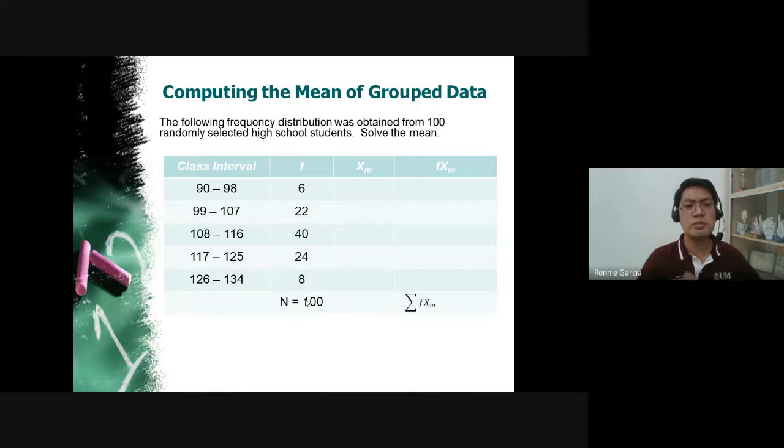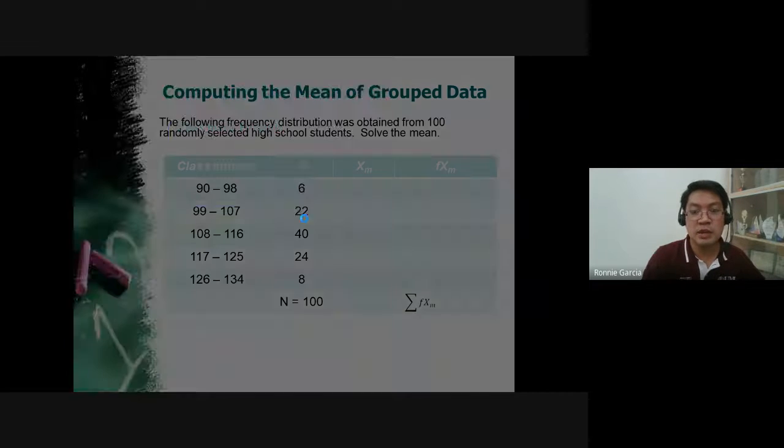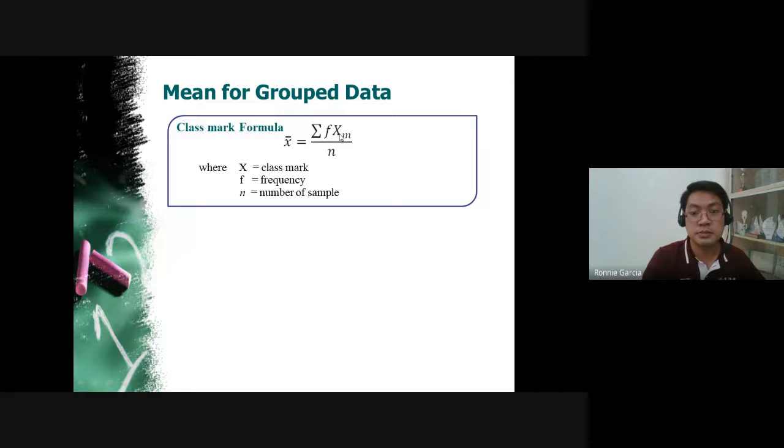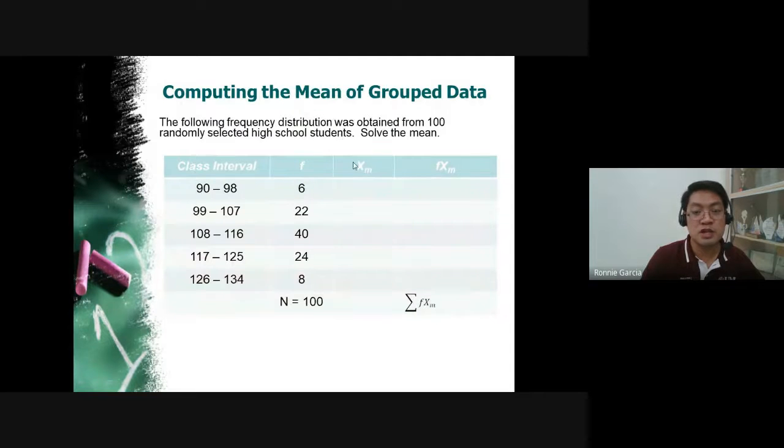So, to solve for the mean, since naka-table man siya ang data, we will follow the formula. So di ba kailangan nato balik sa tong formula. Kailangan ta og x sub m. Kailangan ta og class mark. Kung asa pagkuha sa class mark? Katong interval nato naka duha ka number, di ba? 90 to 98. 90 is the lower boundary. 98 is the higher boundary or the upper boundary.